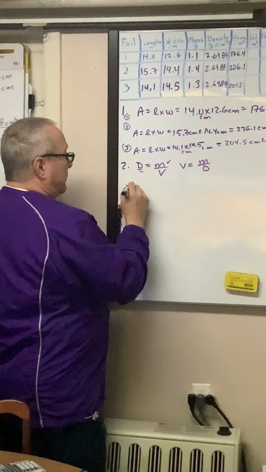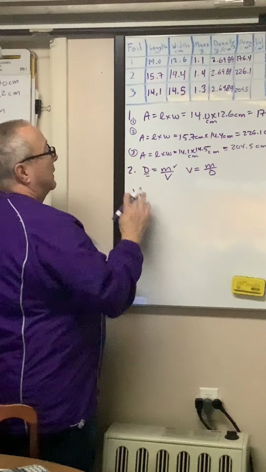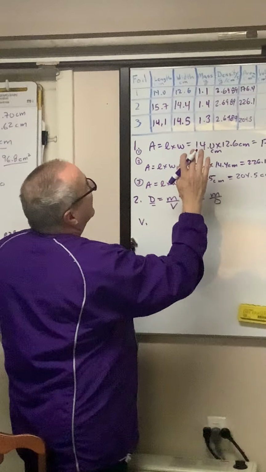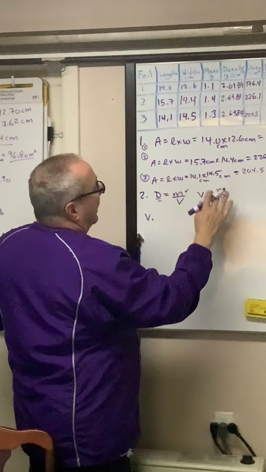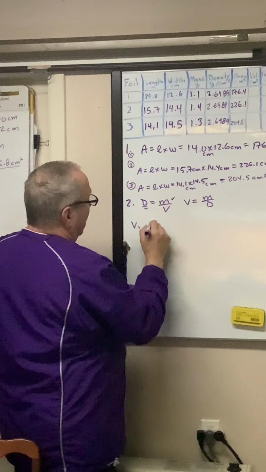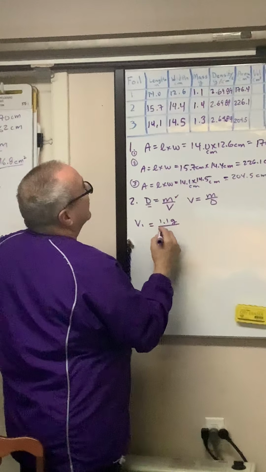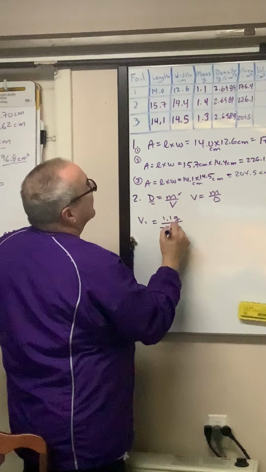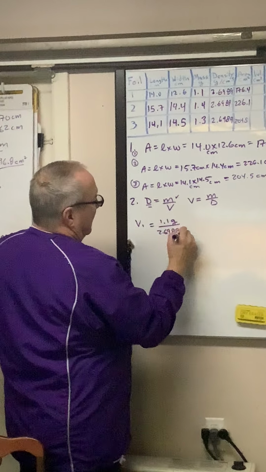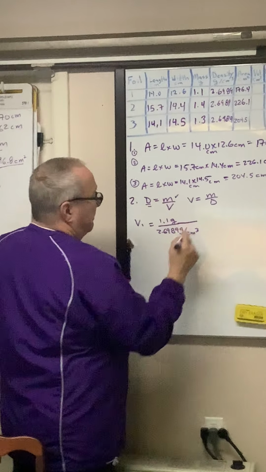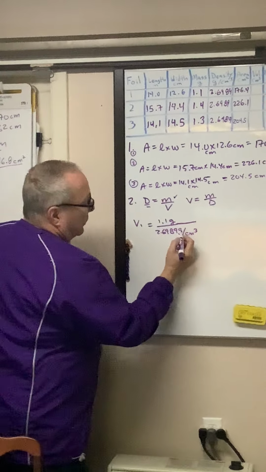So my volume for sheet 1, this is question 2, my volume for sheet 1 is the mass, which is 1.1 grams, divided by my density, 2.6989 grams per cubic centimeter. Okay? So the grams cancel, that's a g.